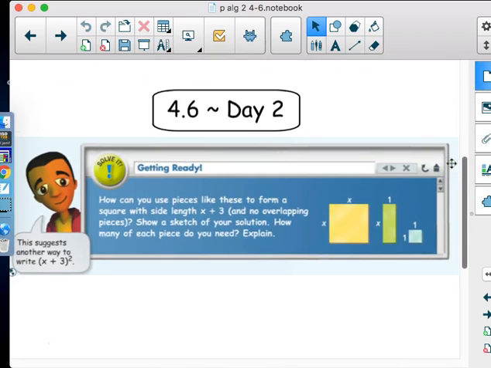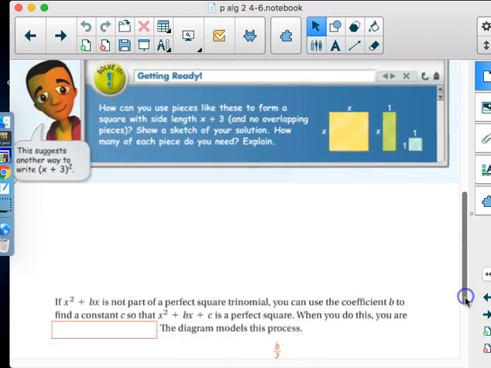So 4.6 day 2 tries to explain what it is we've been doing and how we can put all of this together. It says, how can we use pieces like these three to form a square with side length x plus 3 and no overlapping pieces? And it says, show a sketch of your solution and how many of each piece do you need, and explain. Now, I wanted to show you that.